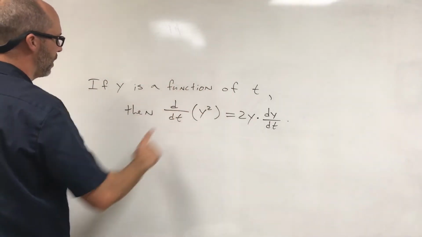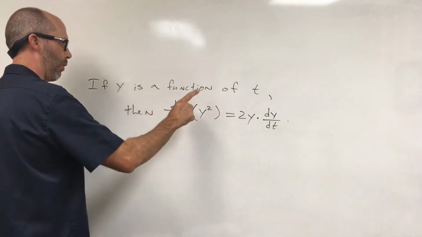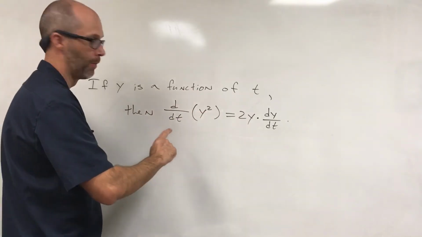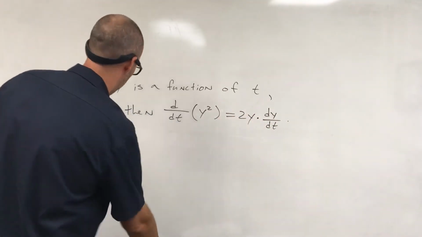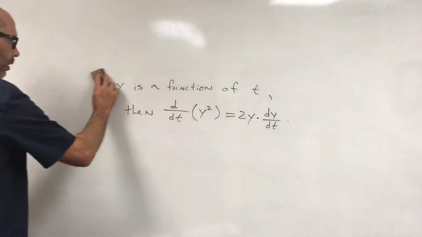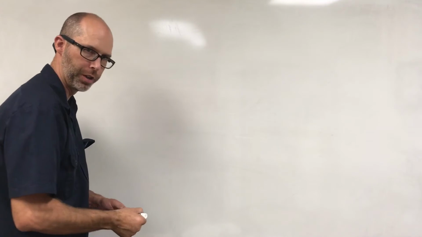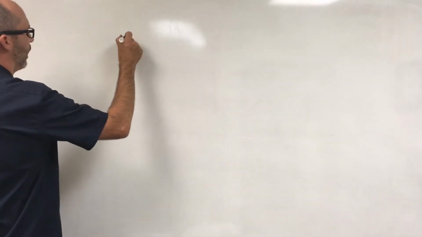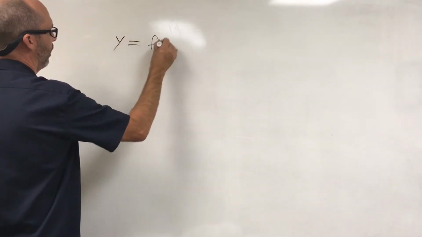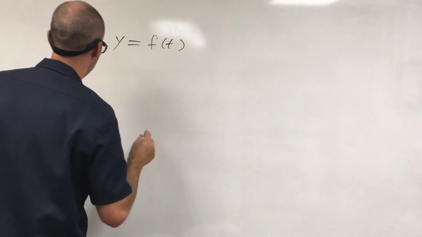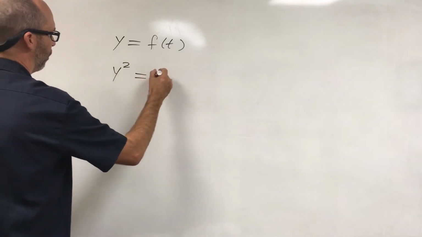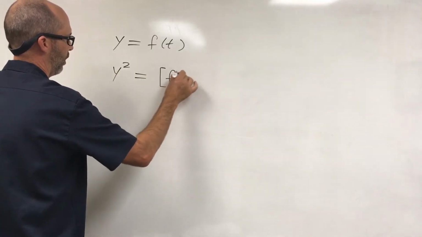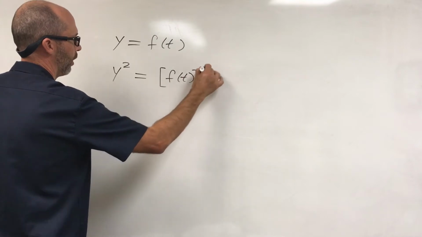If y is a function of t, then the derivative of y squared with respect to t is 2y times dy dt. Okay. All right, so if y is a function of t, then y equals f of t, right? So y squared is equal to f of t squared.